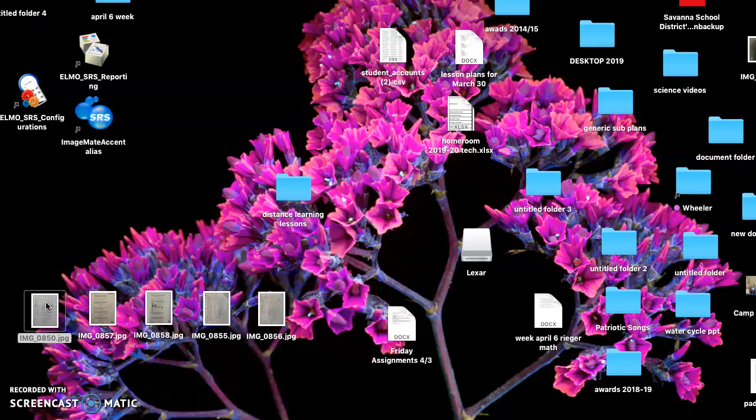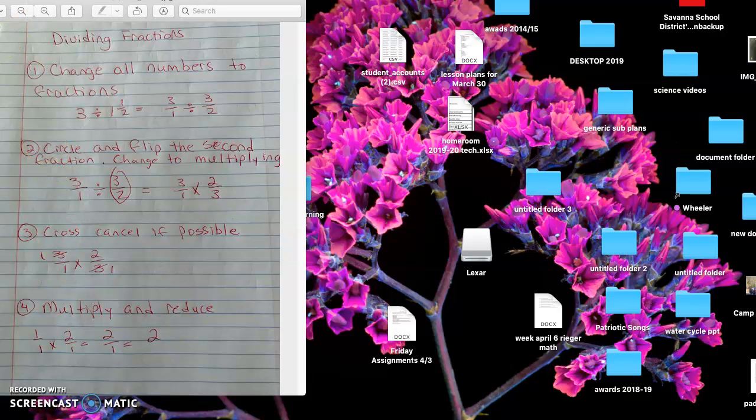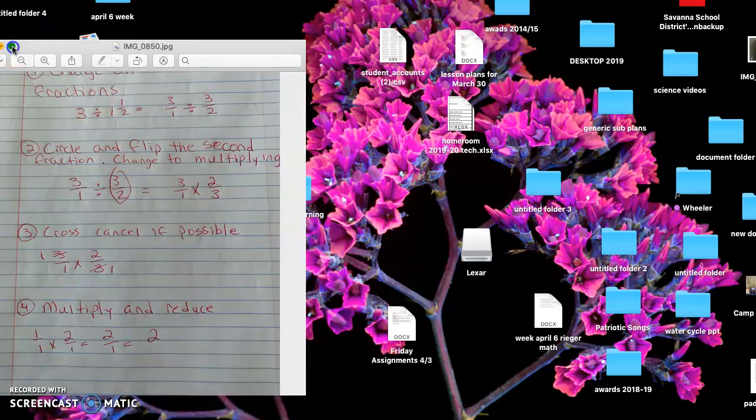Good morning, guys. Today we're going to be reviewing dividing fractions. So let's take a look at the steps of dividing fractions.